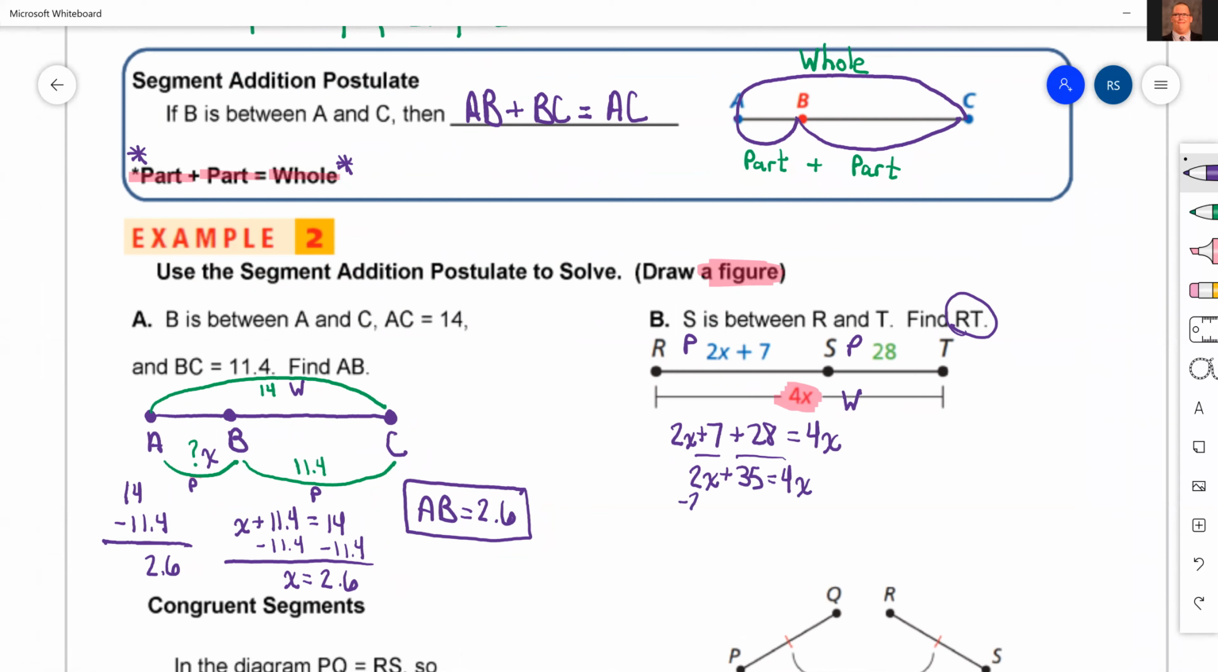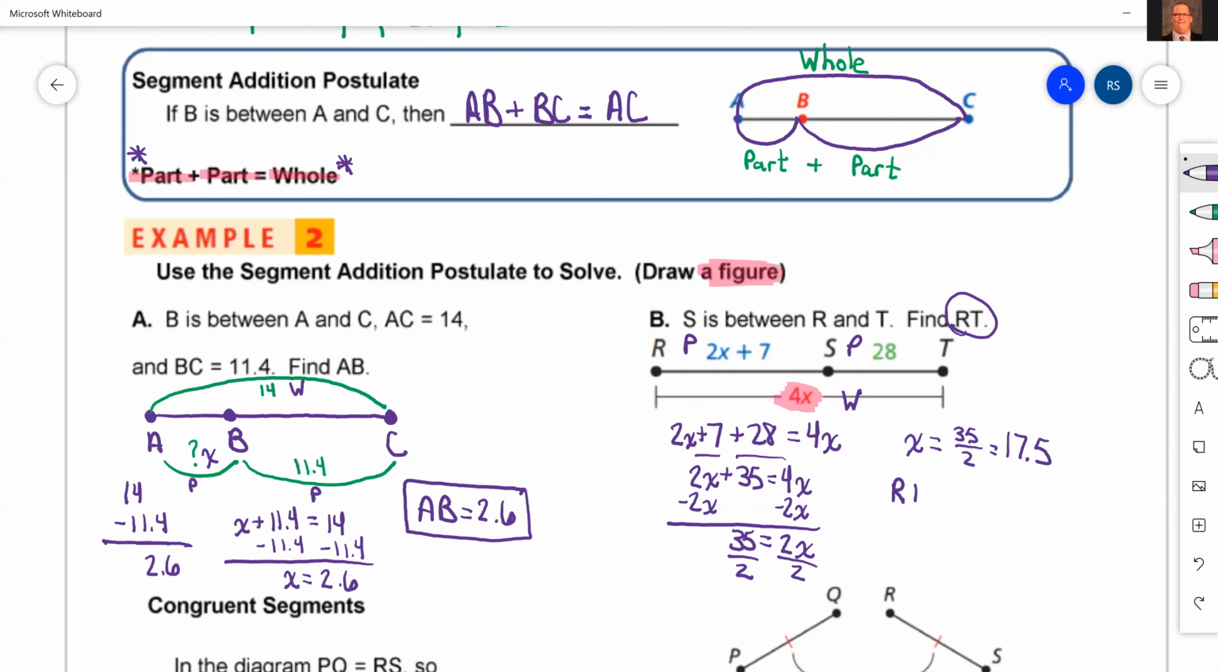So let's subtract my 2x to the other side, and give me 35 equals 2x. Divided by 2, x is 35 divided by 2, which is equal to 17.5. But notice here, it doesn't tell me to find x, it tells me to find RT.